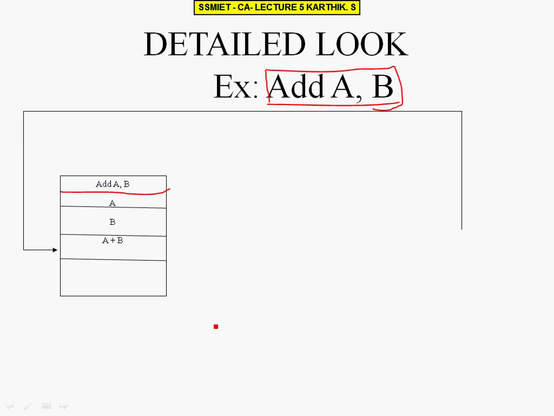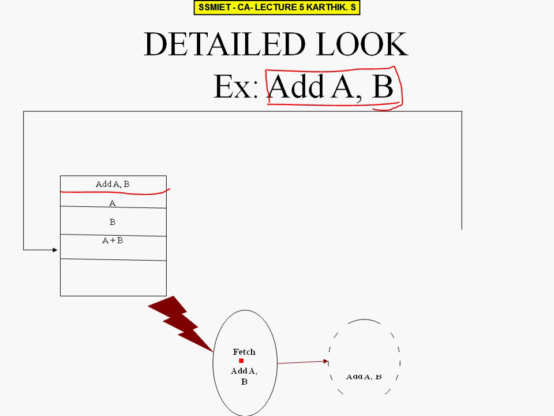Now the first operation of the computer is to fetch the instruction from the memory. So from the memory it is fetching the instruction. It fetches add a comma b. The whole instruction is fetched from the memory. The next operation of the computer is to understand the fetched instruction. So it understands what it needs to do. It decodes the instruction add a comma b.